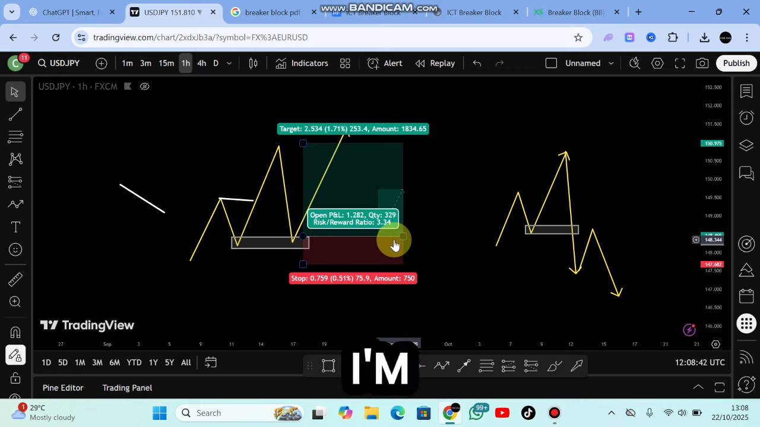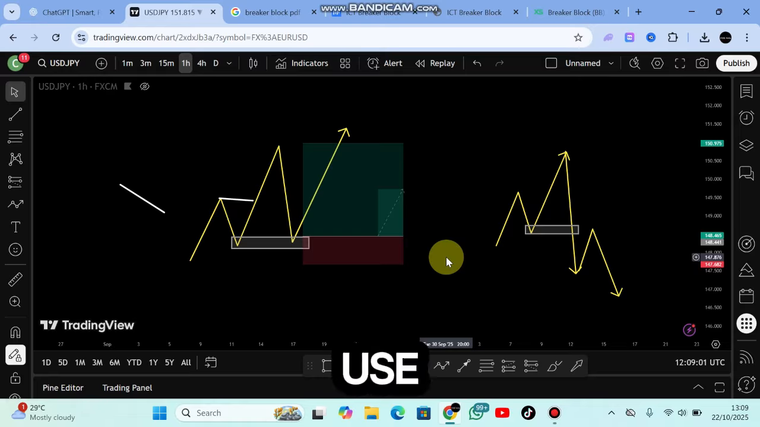In this video, I'm going to explain what a breaker block is, how to identify a breaker block, and how to use a breaker block for your trading. Breaker block is really a very good trading model, just like order block, fair value gap, supply and demand. So if you master breaker block, you can use it to become profitable when trading.